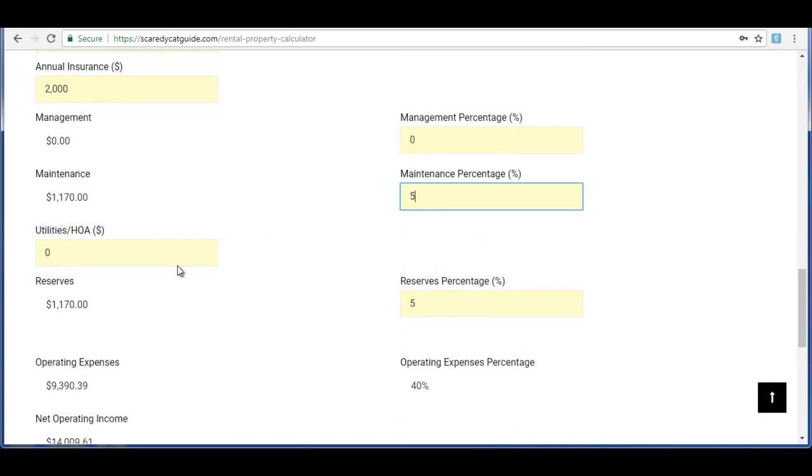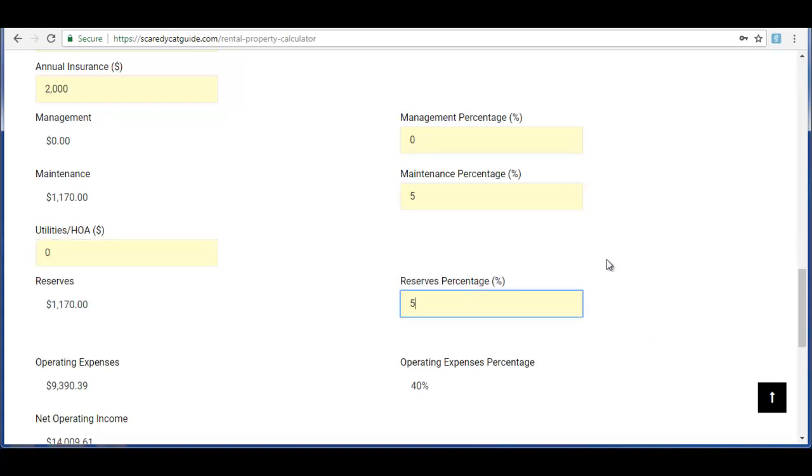Utilities and HOA. If you are paying the utilities, if you're supplying the utilities, then you want to factor in these costs. If you're in a homeowners association, then you need to also include that cost. In my example, it is a three-bedroom, single-family home, not in an HOA, and obviously the tenants are going to take care of the utilities. So I will leave that as zero.